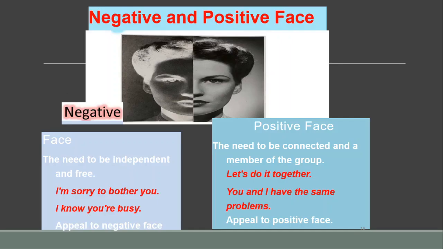The examples are, look at this negative face. It is the need to be independent and free. "I'm sorry to bother you. I know you are busy." It is an appeal to negative face.